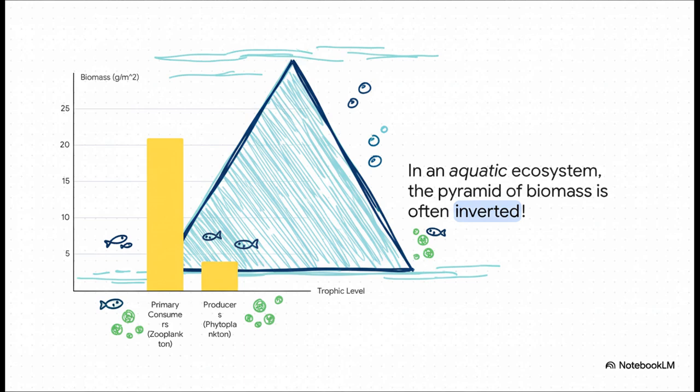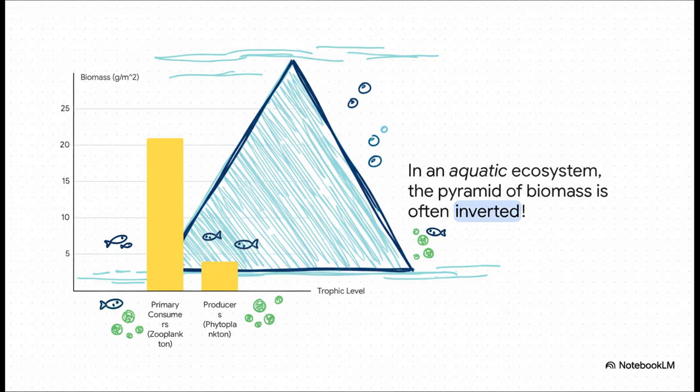The pyramid of biomass can be inverted. It can be upside down. How is that even possible? Well, the producers are these microscopic phytoplankton. They reproduce like crazy and get eaten almost as fast as they're made. So at any single snapshot in time, the total mass of the phytoplankton is actually less than the mass of the zooplankton that are eating them.